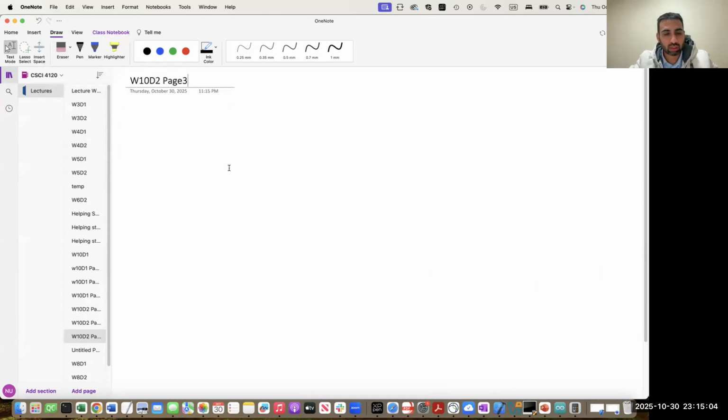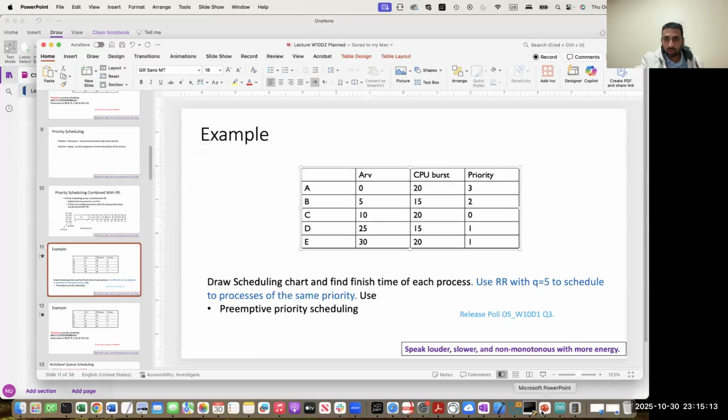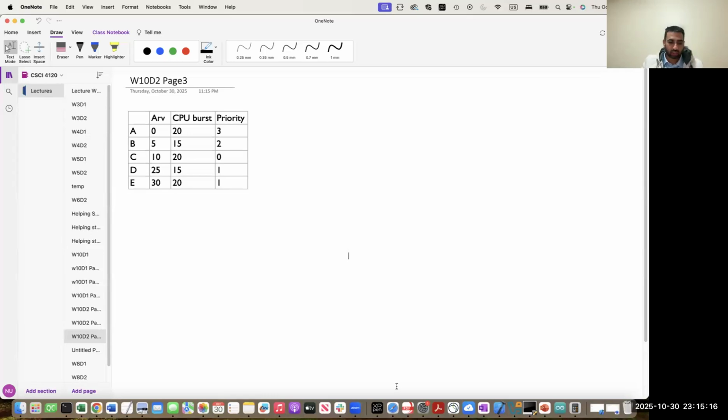Midterm II, page 3. We have quantum equal to 5, right? Let me first write all the information here so that later, if you want to go back to this OneNote page, you can find the information. Quantum is equal to 5. The higher the number, the higher the priority. And we need to do preemptive priority scheduling.